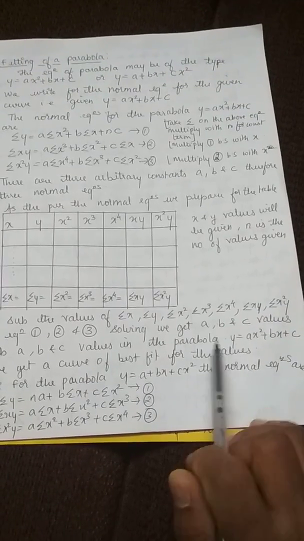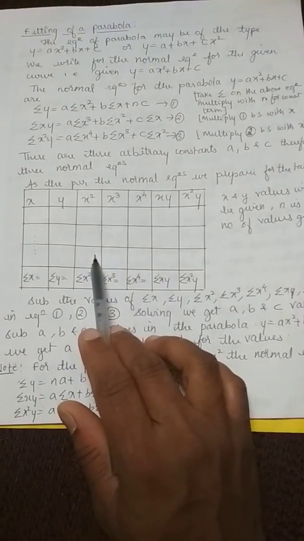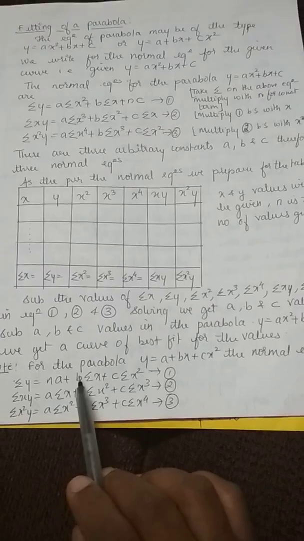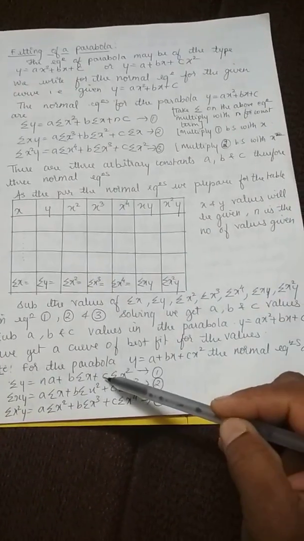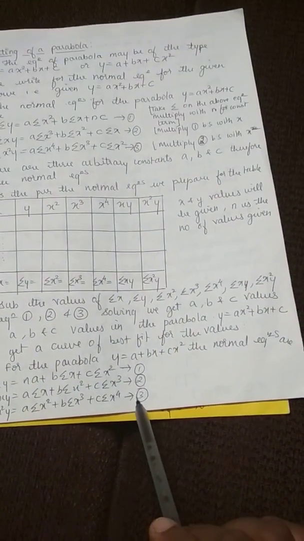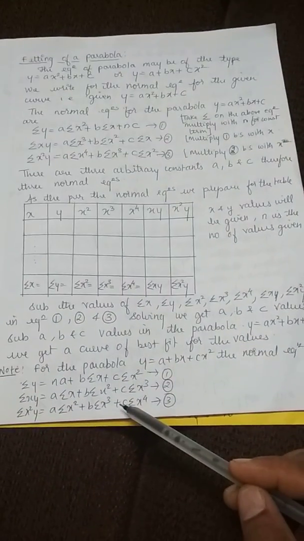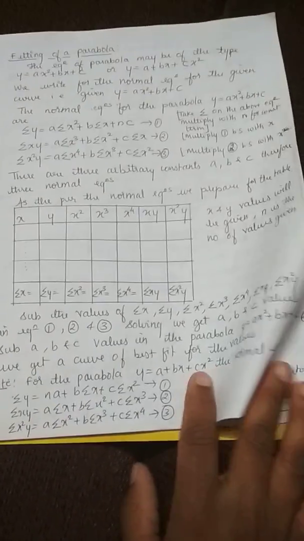Similarly, for the parabola y is equals to a plus bx plus cx square, we write the normal equation. Table will be same. Substituting, solving on the calculator, we get a, b and c value. The change in both of the curves is whatever we have got as a value over here will be c value in this form. Whatever c value we have got in this form will be your a value. That's only the change in both the curves. Same for the straight line.